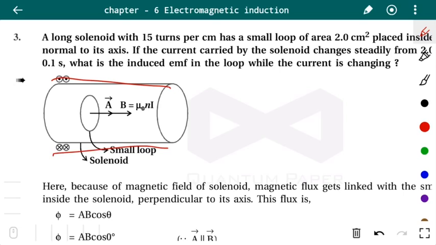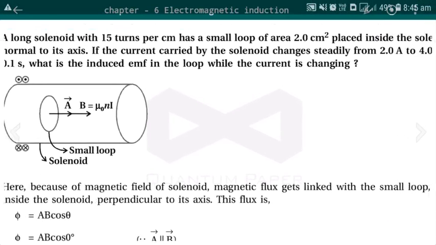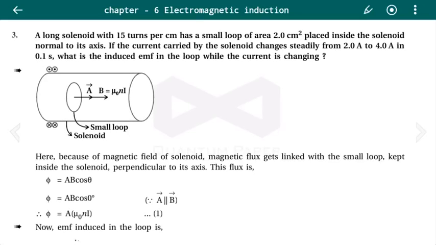Inside the long solenoid there is a small loop which is perpendicular to the axis of the solenoid and its area is 2 centimeter square. If the current carried by the solenoid changes steadily from 2 ampere to 4 ampere in 0.1 second, what is the induced EMF in the loop while the current is changing? So here we need to find the induced EMF in the loop that is placed inside the solenoid.